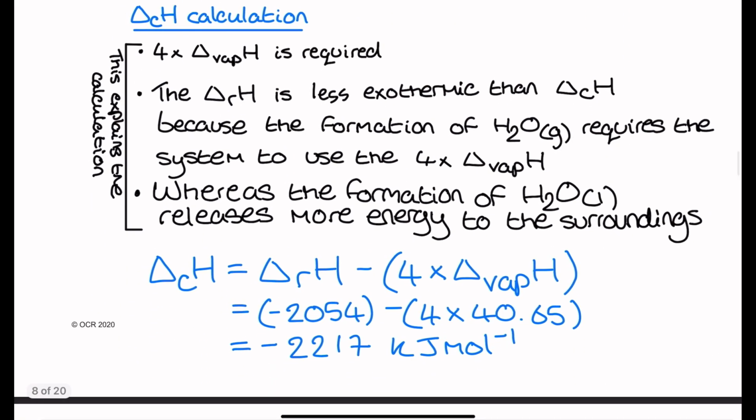So let me explain that here with these bullet points. And I wouldn't necessarily include these bullet points in my exam answer. I'm just here using this to describe what's going on. I'm going to need 4 lots of the enthalpy change of vaporization. And that's because the enthalpy change that I've just calculated using bonds broken minus bonds made is less exothermic than the enthalpy change of combustion. And that's because the formation of gaseous H2O requires additional energy equal to 4 lots of the enthalpy change of vaporization included in the question. Whereas the formation of liquid water is going to release more energy to the surroundings, so the enthalpy change is more exothermic for the enthalpy change of combustion of propane.